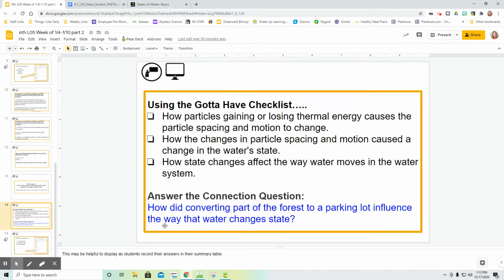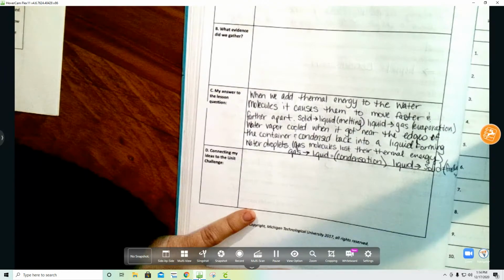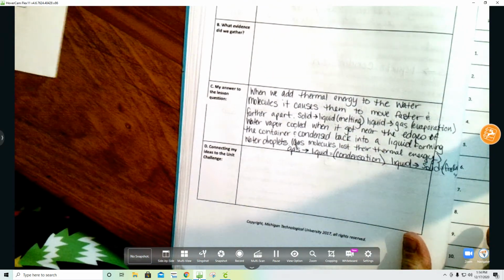Okay. So the question that we now have to ask for part D, tying this into our whole unit challenge, trying to figure out what's happening to the water in the stream and what we can do to fix it: How did converting part of the forest to a parking lot influence the way that the water changes state? Think about when we changed that forest, how did it affect when water changes state?